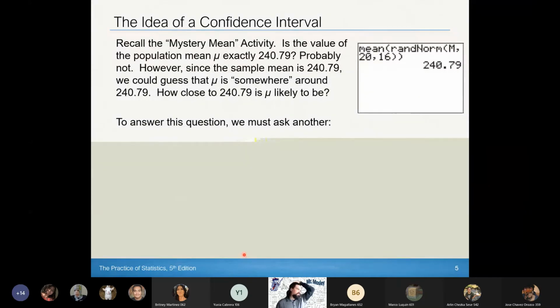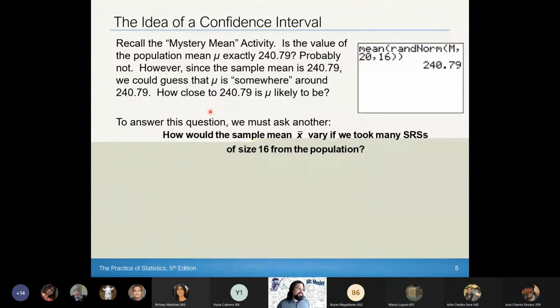So in our activity, is the value of the population mean mu exactly 240.79? No, probably not. However, since the sample mean is 240.79, we could guess that mu is somewhere around that mean of 240.79. How close to 240.79 is mu likely to be? Well, we have to answer this with another question. How would the sample mean x bar vary if we took many SRSs of size 16 from the population? Oh, so we're going to do a sampling distribution. Right, now we're back in chapter 7.